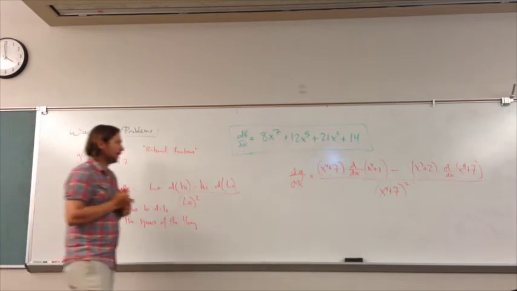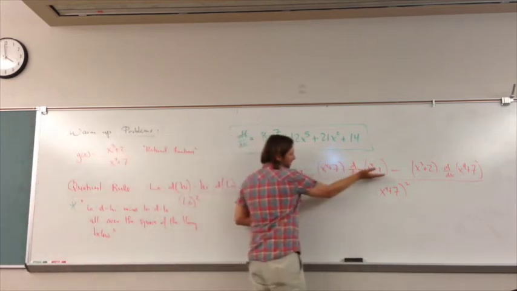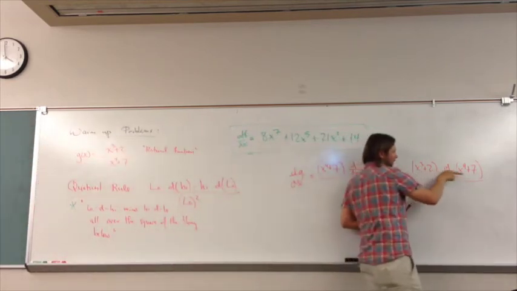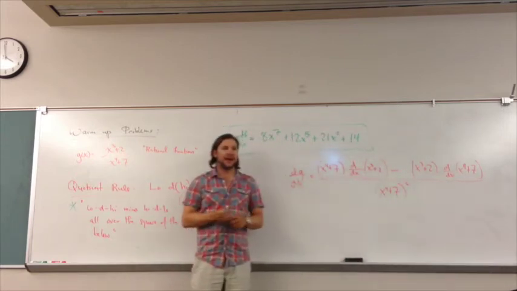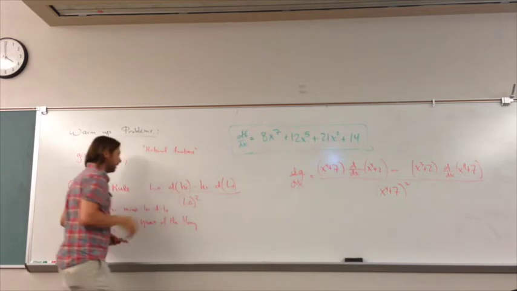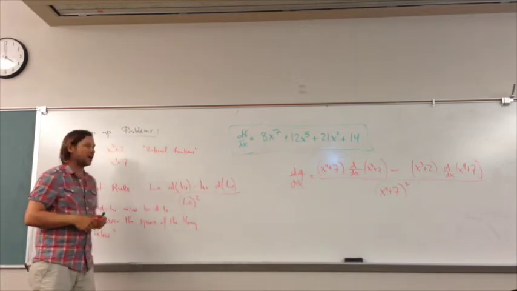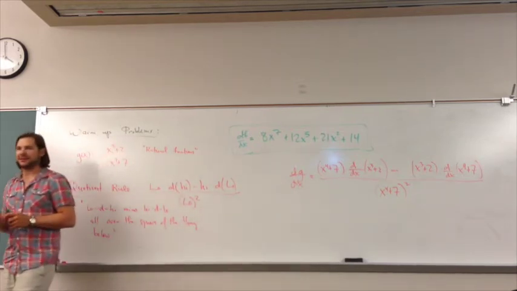You see that? Low d high minus high d low all over the square of the thing below. Now does it matter if I get this switched up? What if I had high d low minus low d high all over the square of the thing below? Is that the same answer?